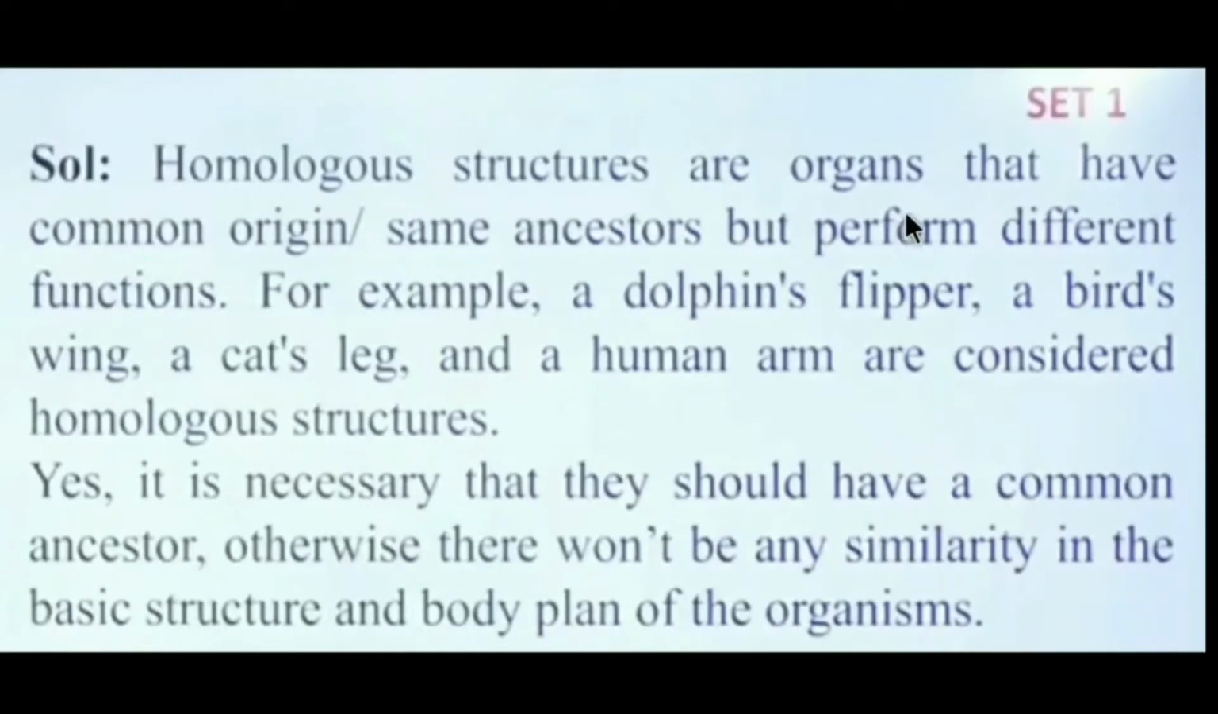Homologous structures are organs that have common origin, same ancestors, but perform different functions. For example, a dolphin flipper, a bird's wing, a cat's leg, and a human arm are considered homologous structures. Yes, it is necessary that they should have a common ancestor. Otherwise, there won't be any similarity in the basic structure and body plan of the organisms.